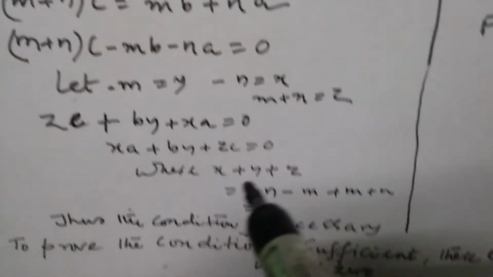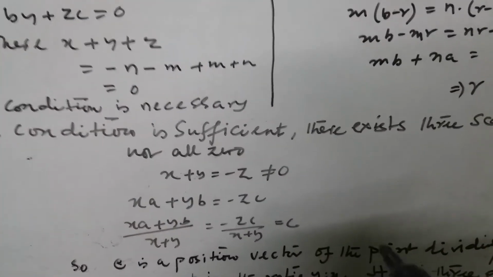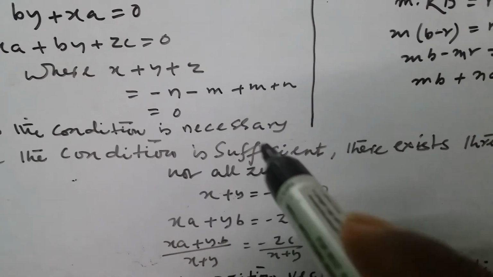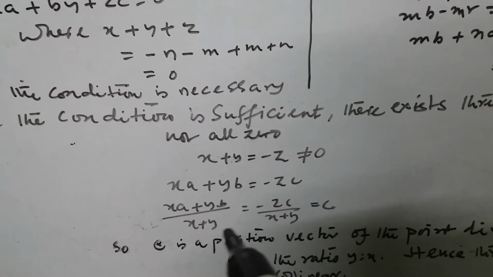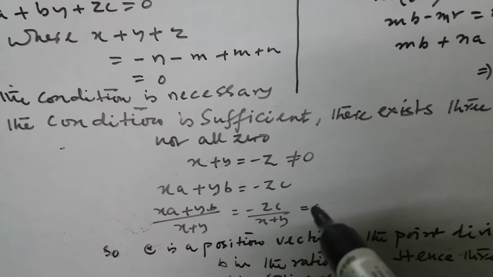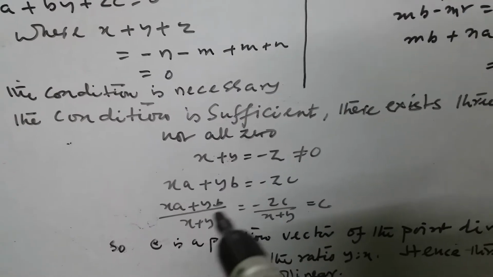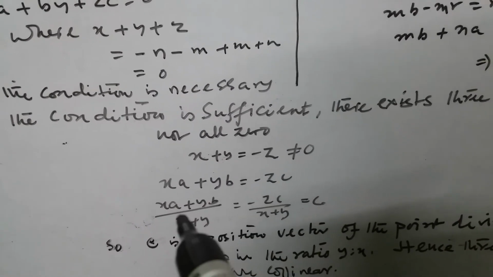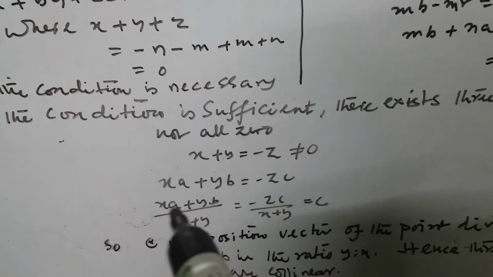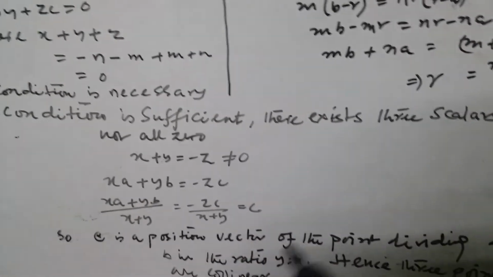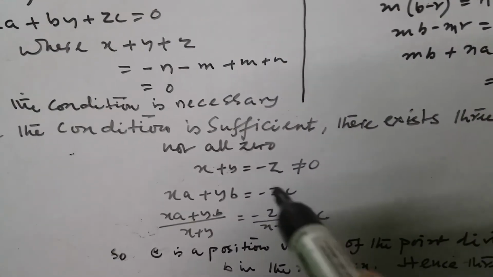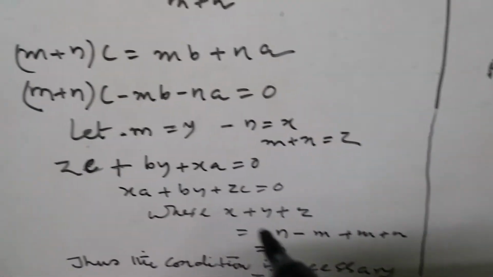So at first we prove that the condition is sufficient, then we prove the condition is necessary, in which x, y, z are not all 0. Then we get C equal to xa plus yb by x plus y. So C is the point dividing A and B, the collinear point of A and B in the ratio of y is to x. So here the condition is sufficient and the condition is necessary.